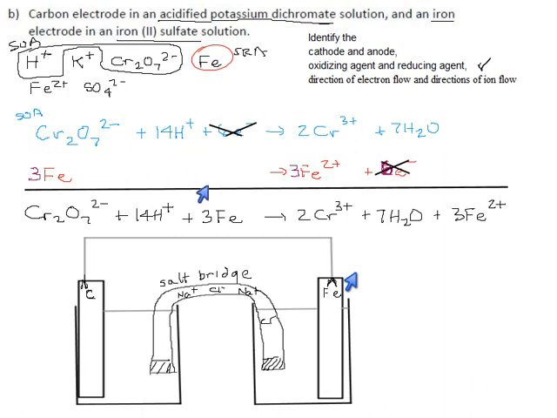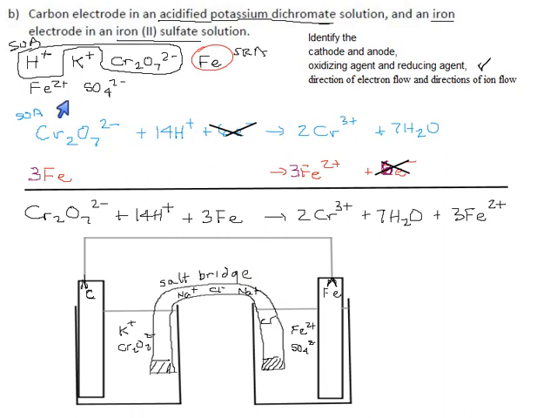Okay, so how do we label all of our pieces here? We have on one side of this, they said the carbon electrode was in a potassium dichromate solution. So we have potassium over here. We have Cr2O7 over here. We have iron 2 on the other side. We have sulfates on the other side. So there's what our cell looks like before anything happens.